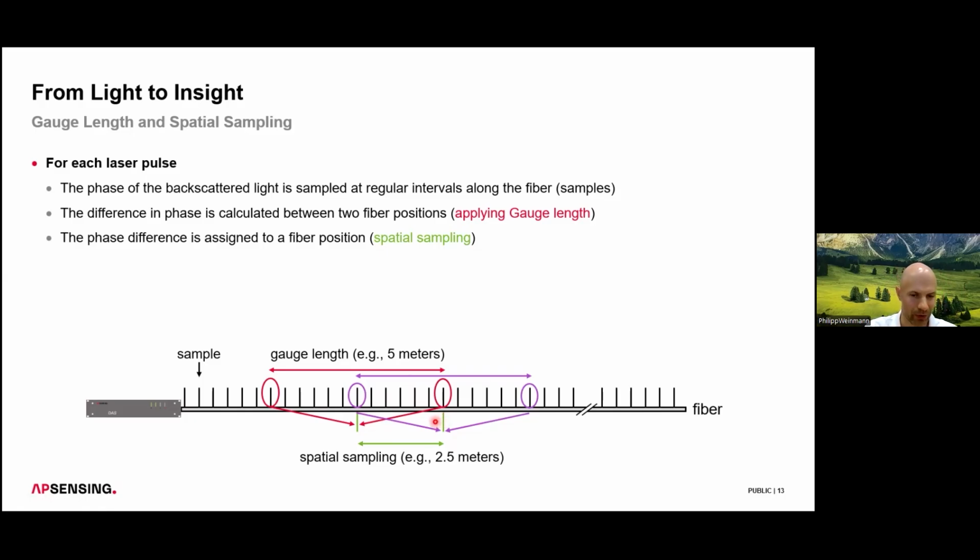If you use the configuration I have chosen right now, so that the spatial sampling is smaller than the gauge length, what does it mean? It basically means that you are oversampling your fiber. You can also choose to have the spatial sampling equal to the gauge length. And then you would not have any overlapping anymore.